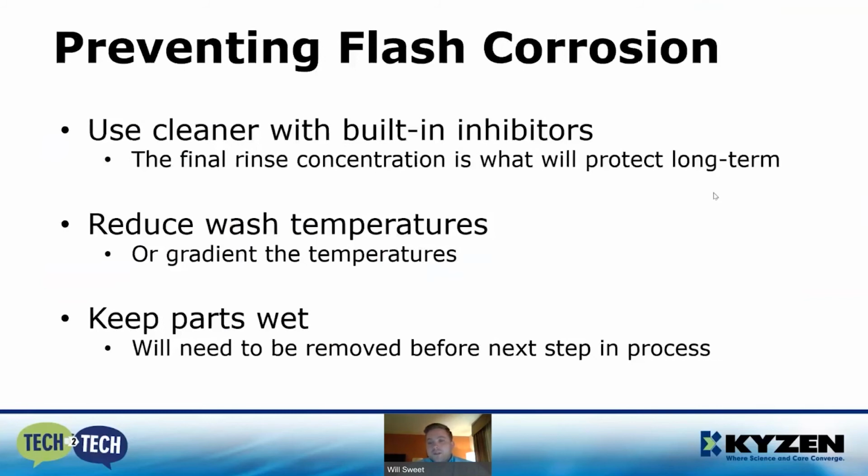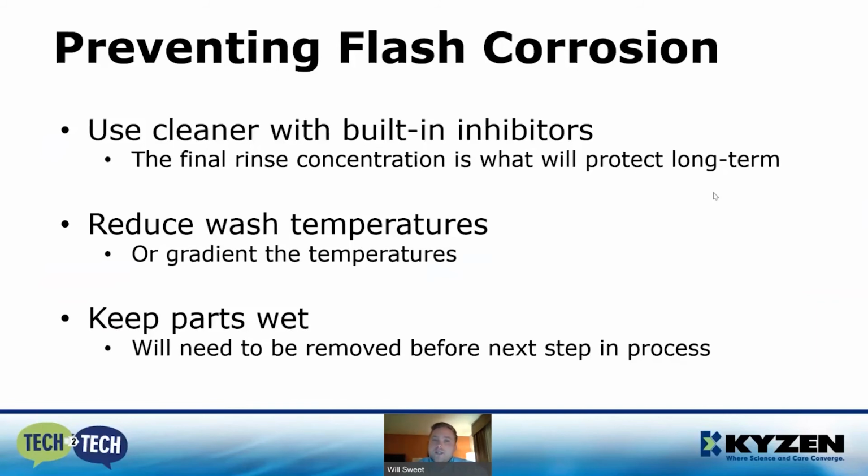So you use a typical alkaline cleaner to remove oils from the surface of the metal. And if that product also has an inhibitor in it, it's going to protect it in between the rinse. So you'll wash, and then as it's moving on to the rinse, it's being protected.